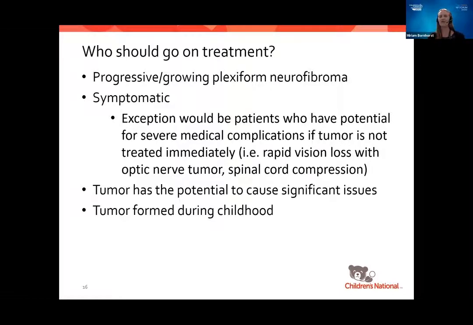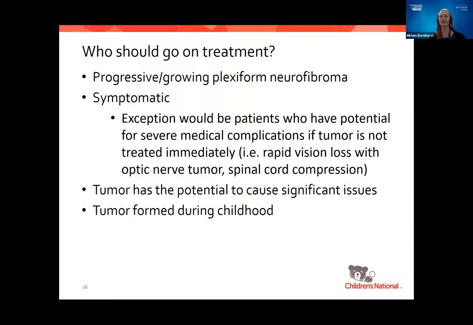Tumors that have the potential to cause significant issues can also be treated. So if you have a tumor, for example, that's about ready to grow along the spinal cord, but is not quite causing problems yet, that could potentially be treated with this medication. And it's also for tumors that are formed during childhood.